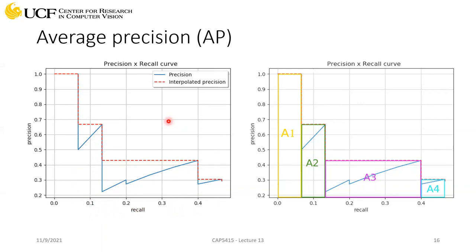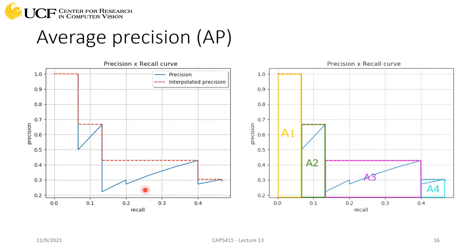Now, once we have this plot, what we do is we simply compute the area under this curve. And that area under the curve is called average precision. So that's your main metric. Now, let's try to understand why we are looking into area under the curve.